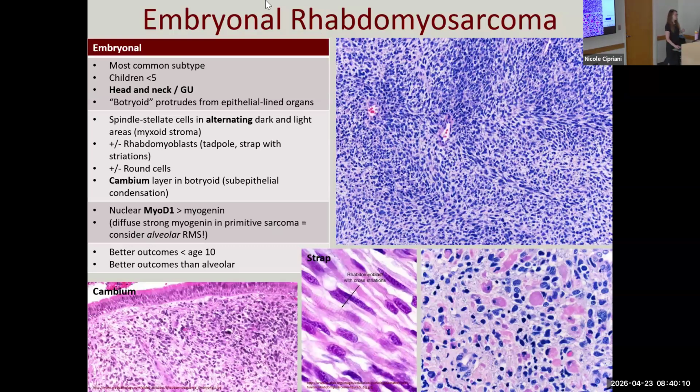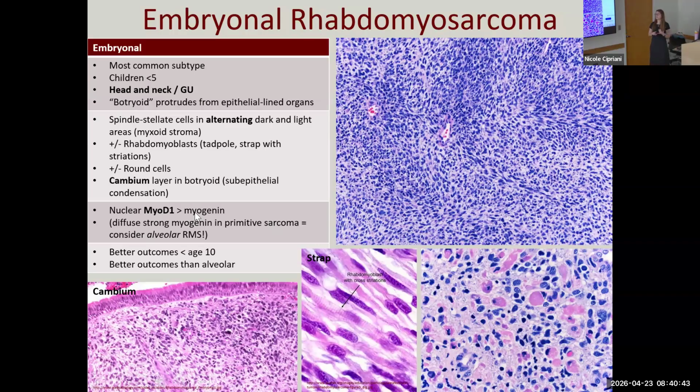Rhabdomyosarcoma, not so rare. We generally think about embryonal, right, in kids. If you have these sort of grape-like structures, right, that are protruding from epithelial-lined organs like the mouth, the vagina, the bladder, this is called botryoid. It tends to have this cambium layer, which is accentuation of hypercellularity right underneath the epithelium. Otherwise, you have these alternating zones of dark and light. If you look carefully, you may see rhabdomyoblasts with cross-striation or these rhabdoid cells with eccentric eosinophilic cytoplasm.